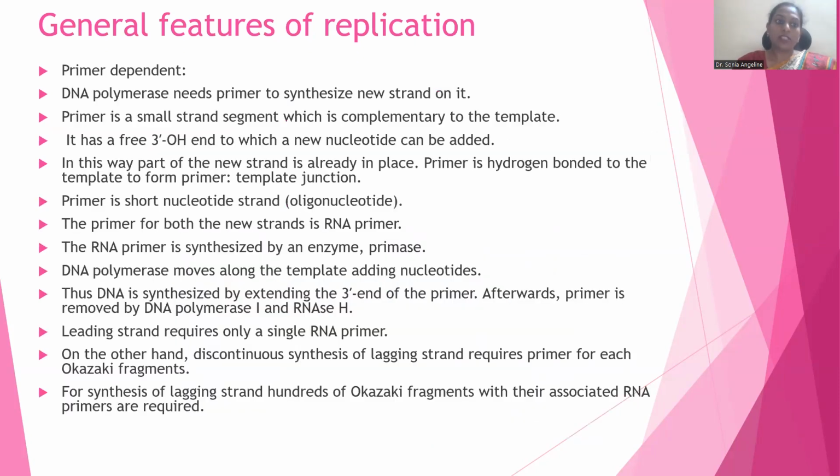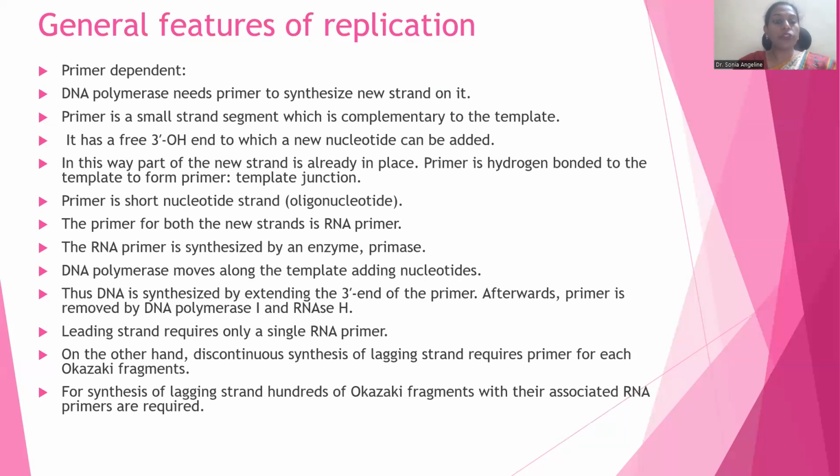The other feature is primer dependence. DNA polymerase needs a primer to synthesize a new strand. A primer is a small segment which is complementary to the template. It has a free 3'-OH end to which a new nucleotide can be added. In this way, part of the new strand is already in place. The primer is hydrogen bonded to the template to form the primer-template junction. A primer is a short nucleotide strand, which is also called an oligonucleotide.